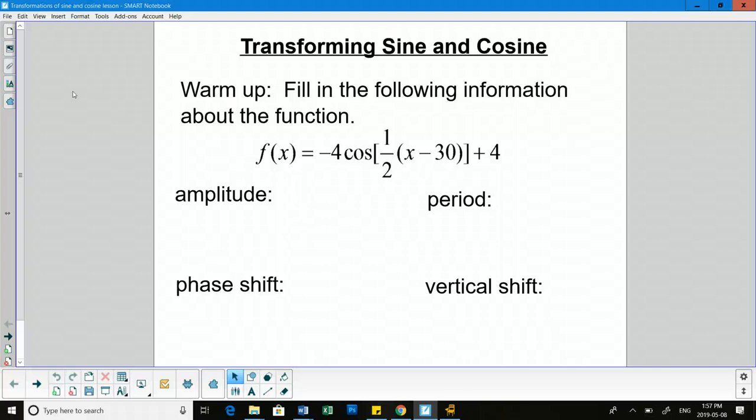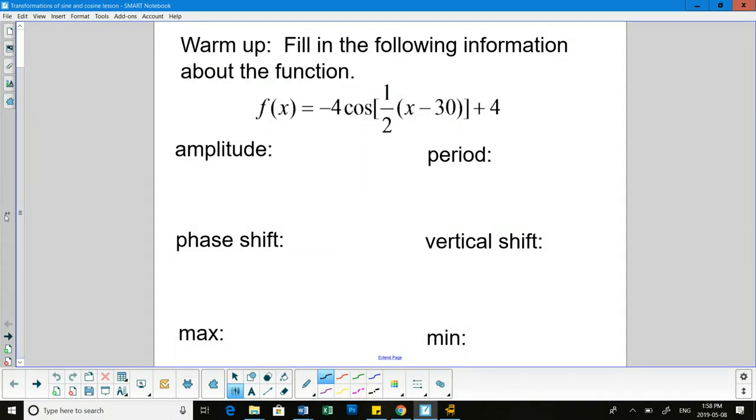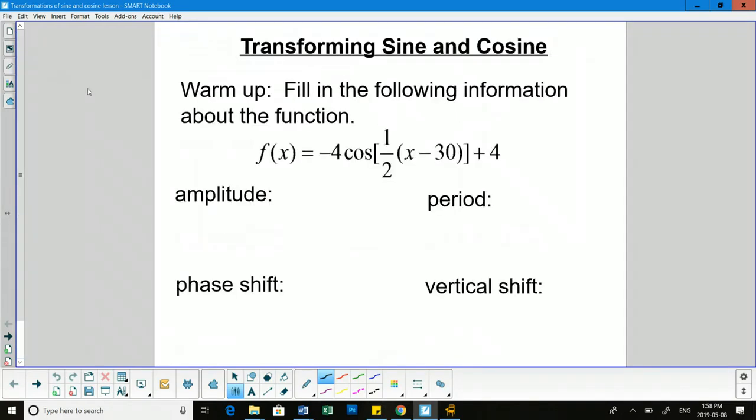Okay, so this question today is a follow-up from some of the information we learned about our sine and cosine functions yesterday. So if you're watching this as a lesson video right now, take a second and pause it and see if you can fill in this information about our function. Everyone in class has already had some time to do this, so we'll take it up.